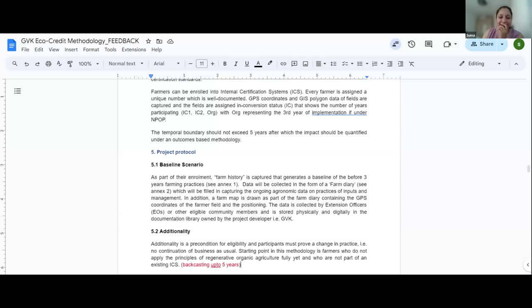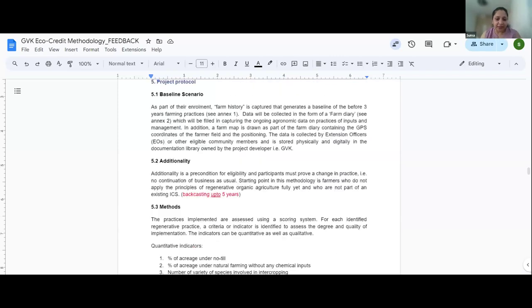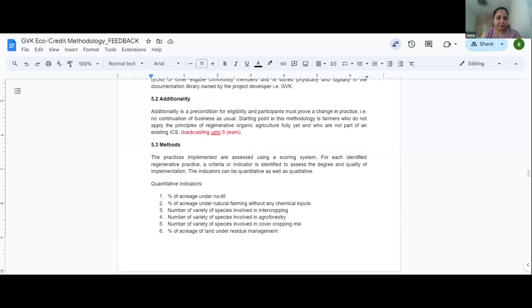So here the focus is more on incentivizing based on the practices being implemented, and not really looking at how much carbon has been sequestered. So in that case, is it okay if I just start with the additionality? Am I already clear with the context, or are there any questions? Go ahead with additionality then.